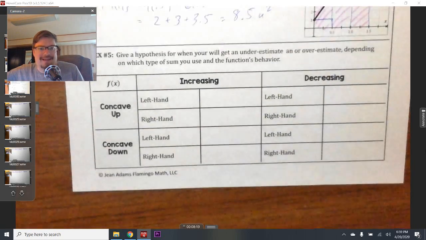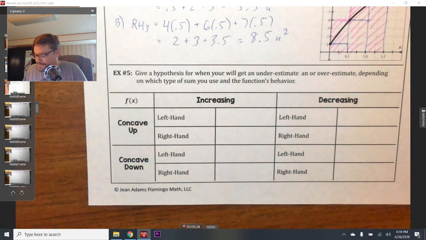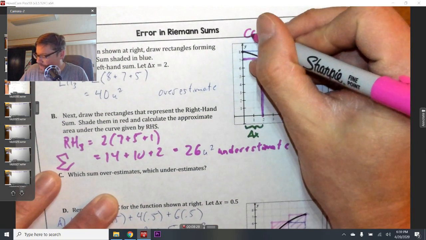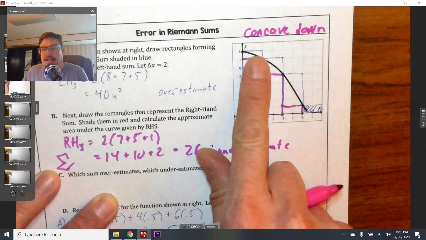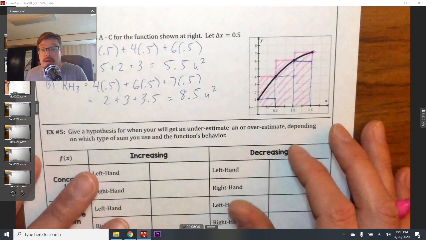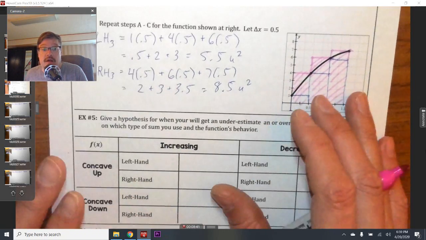What are we at? We're at 8 minutes now. Let's think about this carefully here. This guy right here was concave down, and we can use some logic. It looks like a cup that's being emptied, poured downward. This guy's also concave down.